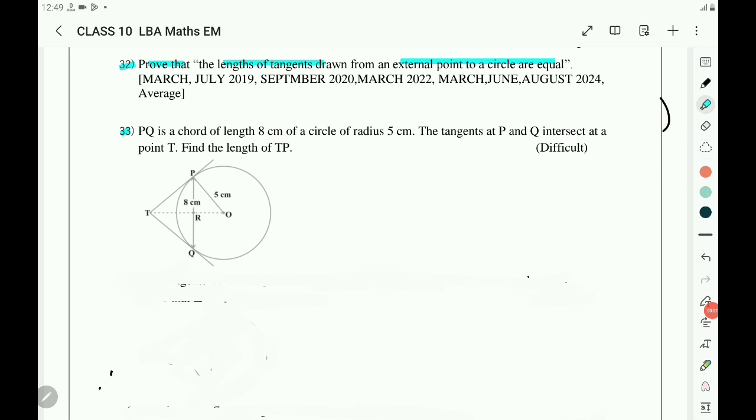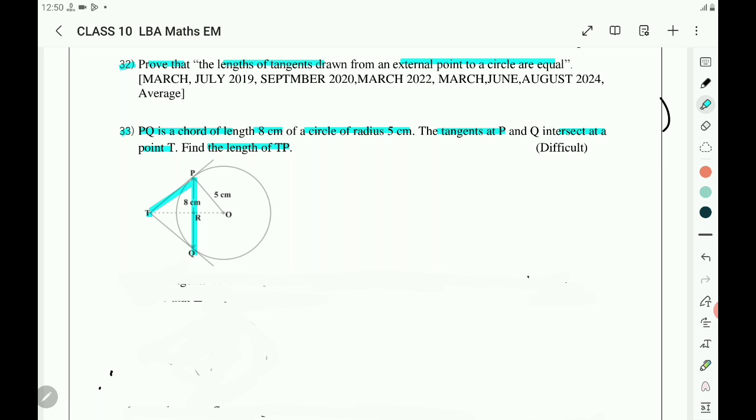Question number 33. PQ is a chord of length 8 cm of a circle of radius 5 cm. The tangents at P and Q intersect at a point T. Find the length of TP. TP and TQ are the tangents from the external point T. So TP is equal to TQ. Therefore, triangle TPQ is an isosceles triangle in which TP is equal to TQ. PQ is a chord.